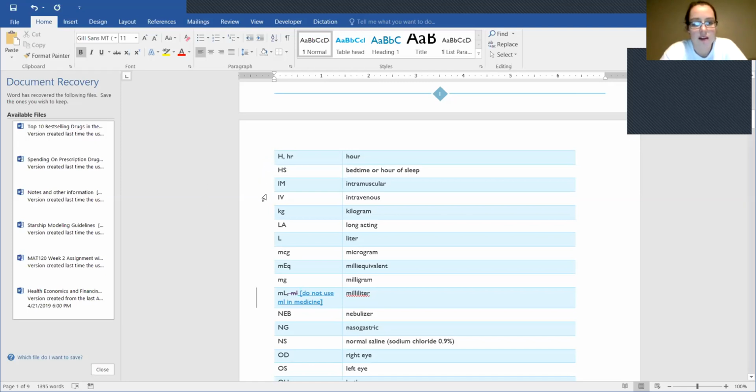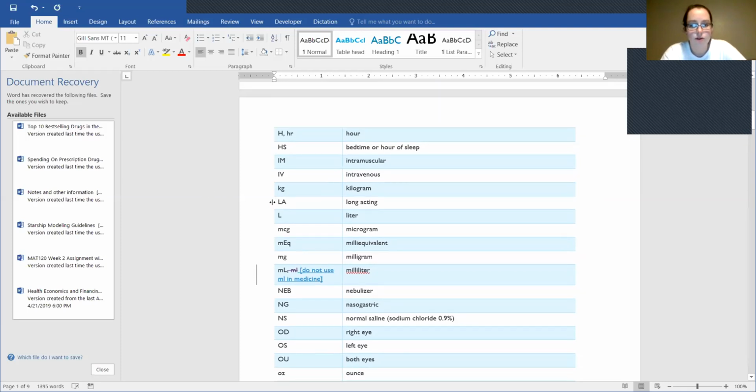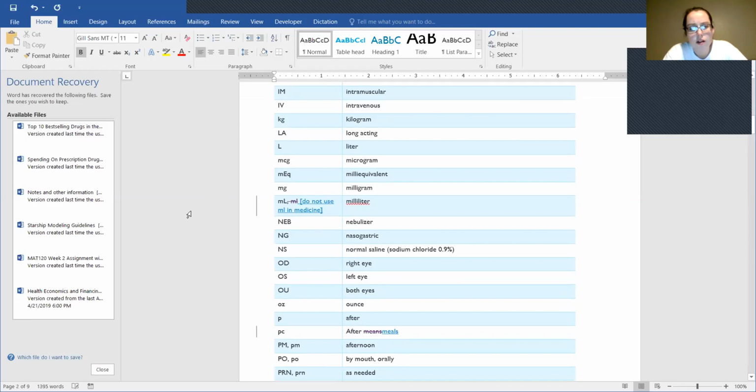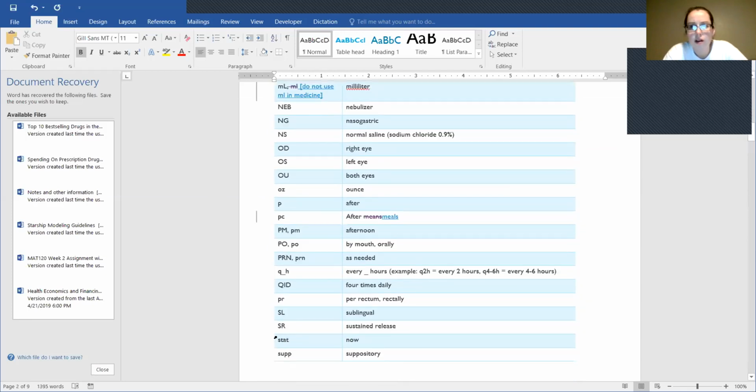Okay, and of course we have IM and IV. You remember that from Pharmacy 107? LA, long acting, is another word for extended release. And in fact, if we go down here, we'll see SR, sustained release. So there are several ways that we can label these drugs for long release.